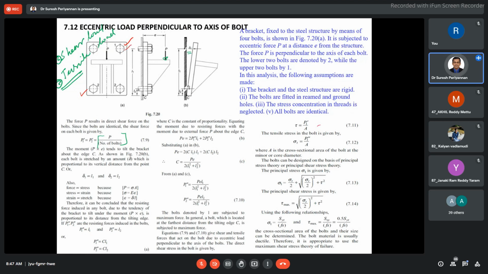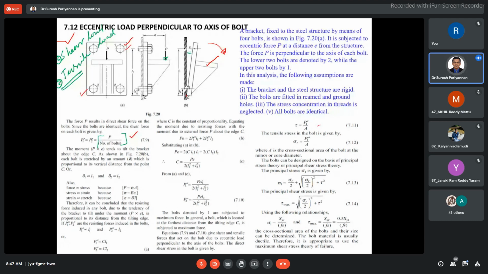But we already know the shear; the shear we have already found. Now, when the bracket is tilting with respect to point C, because at point C there is no deformation, no displacement, we consider point C as the reference point. Taking the bending moment with respect to C, we are able to find the tensile load acting in bolts 1 and 2 due to the bending moment.